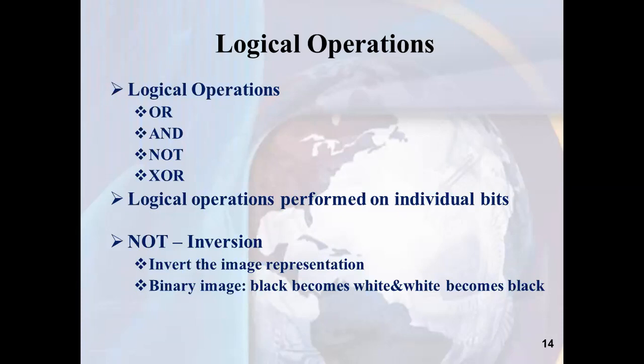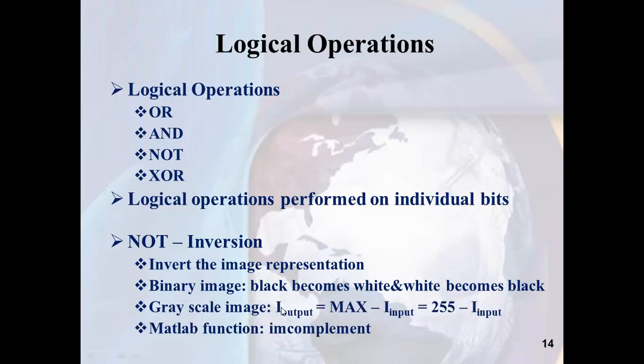Now, if we are talking about a grayscale image, where the value range is between 0 and 255, the NOT means that we take the maximum minus the intensity of the input. So the resulting intensity is 255 minus the intensity of the input image. So if the input is 0, 255 minus 0 becomes 255, white. And if it is white, 255, then the difference is 0. So white becomes black and the black becomes white.